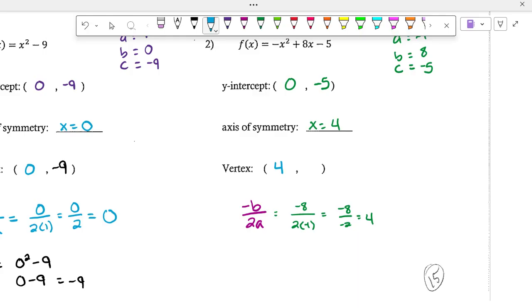Okay? Take a minute and find the y value. So how do we find the y value again of the vertex? Plug it into the function. So be careful. Make sure you're using PEMDAS and everything.